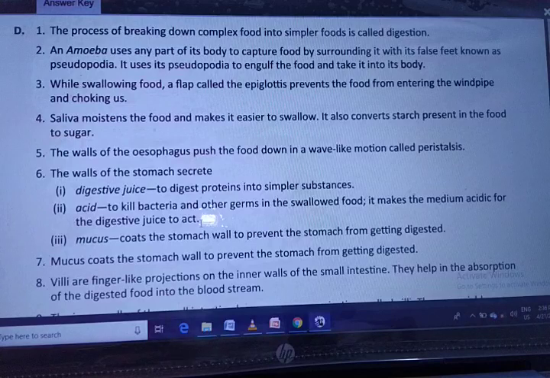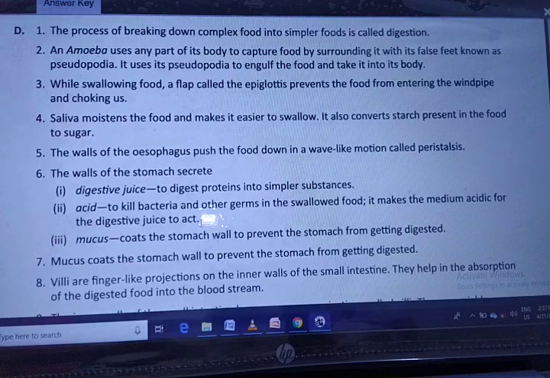Second is, how does an amoeba ingest its food? An amoeba uses any part of its body to capture food by surrounding it with its false feet known as pseudopodia. It uses its pseudopodia to engulf the food and take it into its body. Got it?